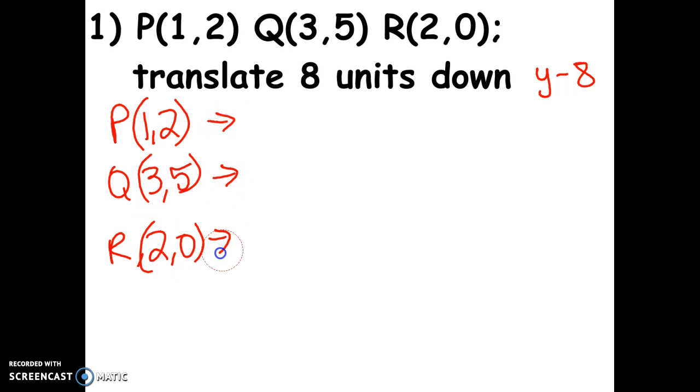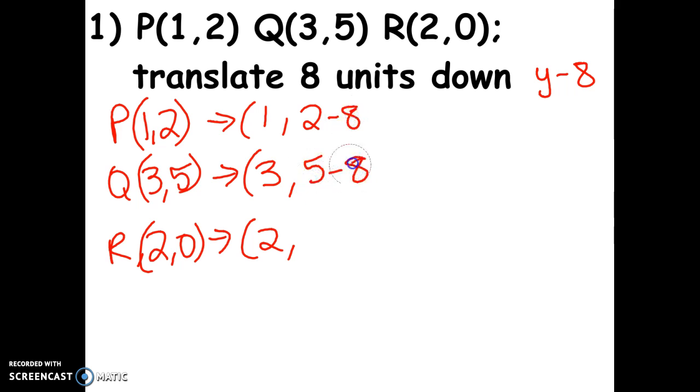Okay. And now we know we're only dealing with the y coordinate. So we're just going to bring across our x coordinate. And our y coordinate is going to be 2 minus 8, 5 minus 8, 0 minus 8.